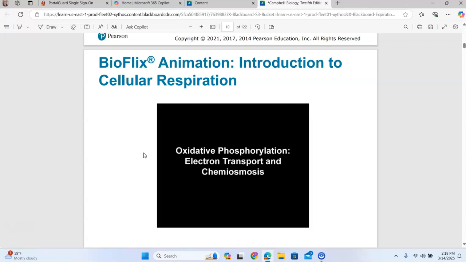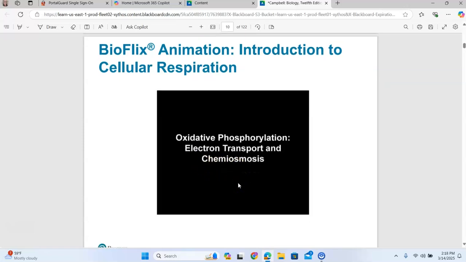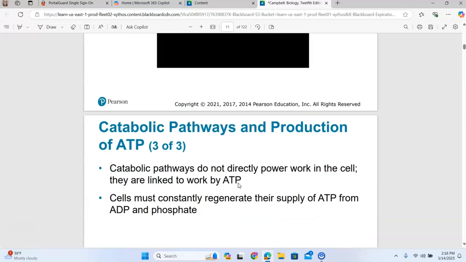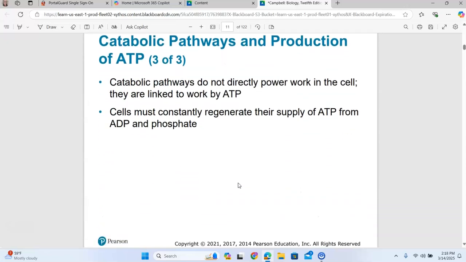Now, this is slide number 10, and I would watch this because this slide is an animation on oxidative phosphorylation, which is kind of hard to understand. Oxidative phosphorylation is how ATP is produced when it occurs through chemiosmosis and the electron transport chain. So make sure you watch that. It's slide number 10. Very important one to watch.